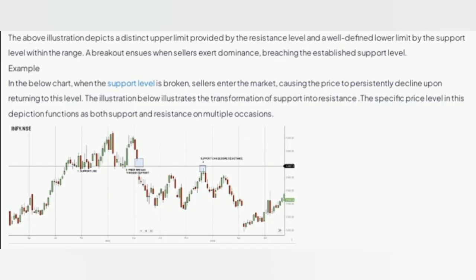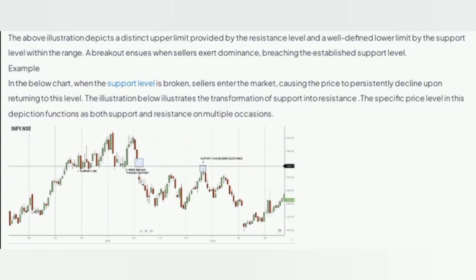1. Support level. 2. Price breaks through support level. 3. Support turns into resistance points. The above illustration depicts a distinct upper limit provided by the resistance level and a well-defined lower limit by the support level within the range. A breakout ensues when sellers exert dominance, breaching the established support level. Example. In the below chart, when the support level is broken, sellers enter the market, causing the price to persistently decline upon returning to this level.